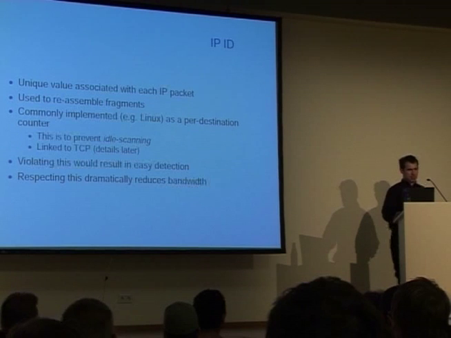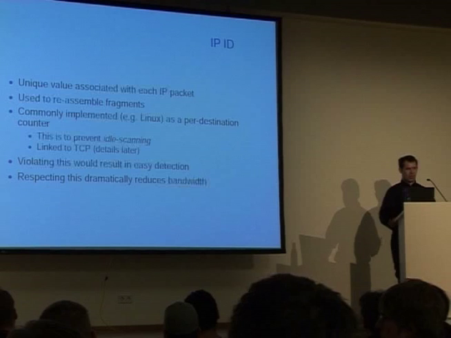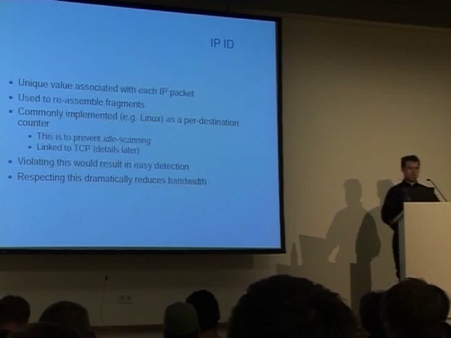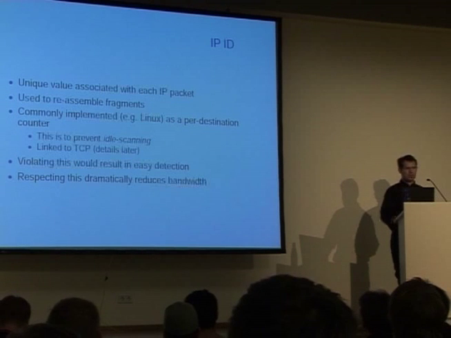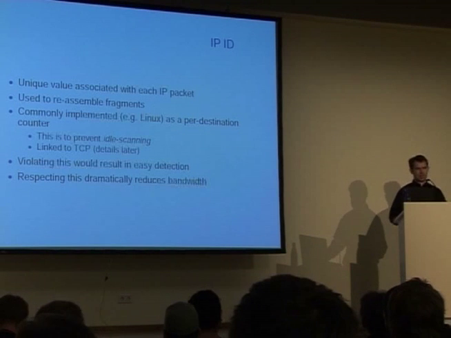Previously, a lot of operating systems, Linux included, used a global counter. And that meant you could work out how many packets that machine had sent. So you'd ask it, you send a ping and you get 1. You send another ping, you get 2, 3, 4. But if you start getting 5, 8, then you know it's sending packets in between. This is used by Nmap to do idle scanning.